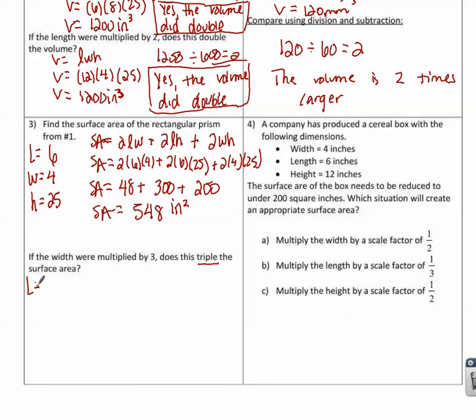So that means my length is going to stay at 6. My width, you'll take 4 times 3, which is 12, and my height will stay at 25. So once again, let's write down the formula. Now plug everything in.